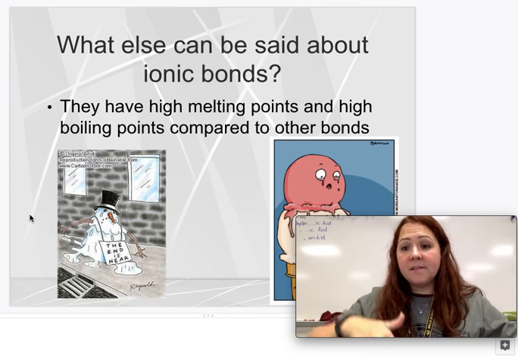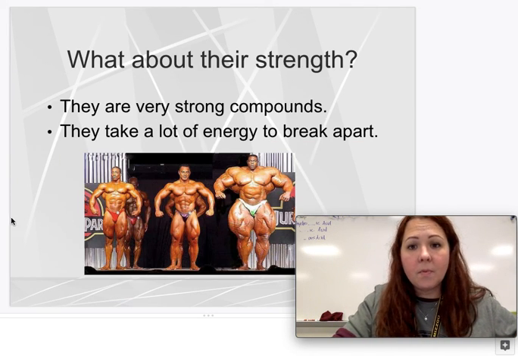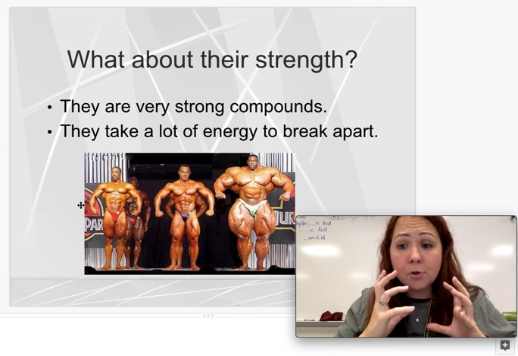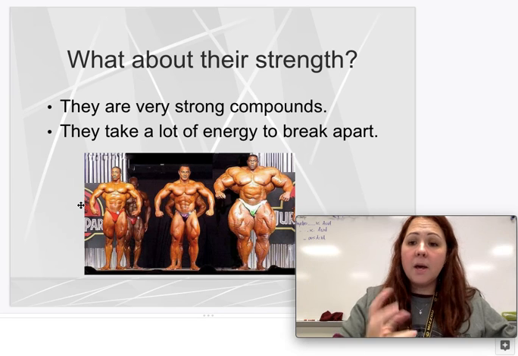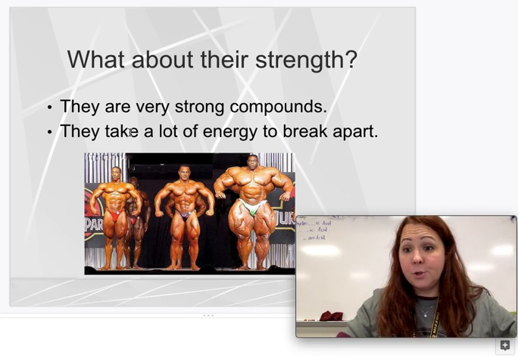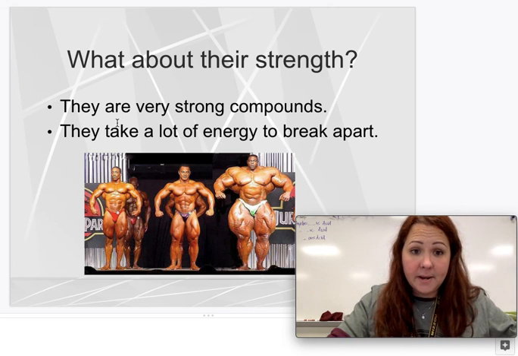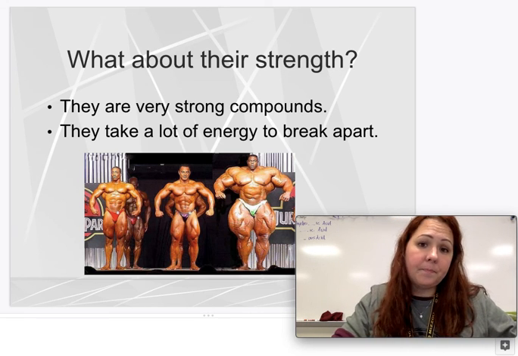So your ionic bonds have very high melting points, very high boiling points. They are also super strong in their structures. They're very hard to break apart. Again, when they do break, they break along those same planes, but it does take a lot of energy to actually break them down and crush them down. And that is in comparison to a covalent bond.